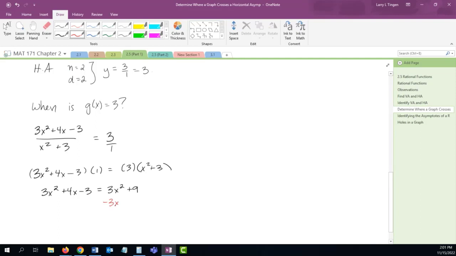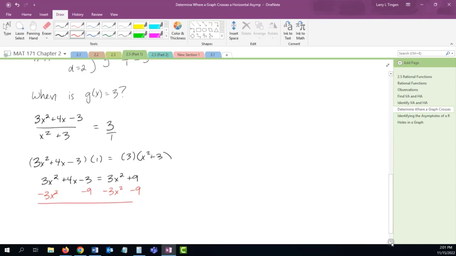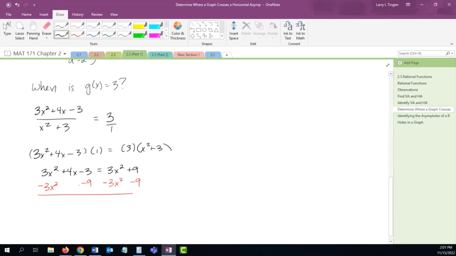Same thing is going to happen here as it did last time. My leading term goes away. Minus 9, which causes my equation to go from quadratic to linear. 3x squared minus 3x squared is 0. 4x plus nothing is 4x. Negative 3 minus 9 more, negative 12.